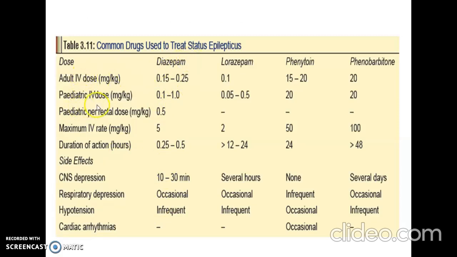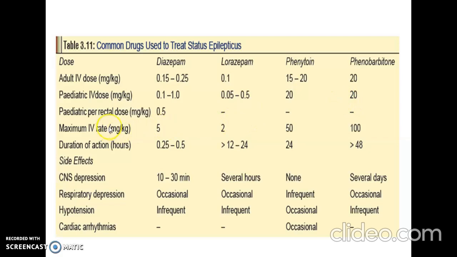We have different doses for the drugs. Adult intravenous dose in mg per kg: diazepam 0.15 to 0.25 mg per kg, lorazepam 0.1 mg per kg, phenytoin 15 to 20 mg per kg, phenobarbital 20 mg per kg. Pediatric IV dose in mg per kg: diazepam 0.1 to 1, lorazepam 0.05 to 0.5, phenytoin 20, and phenobarbital 20 mg per kg.